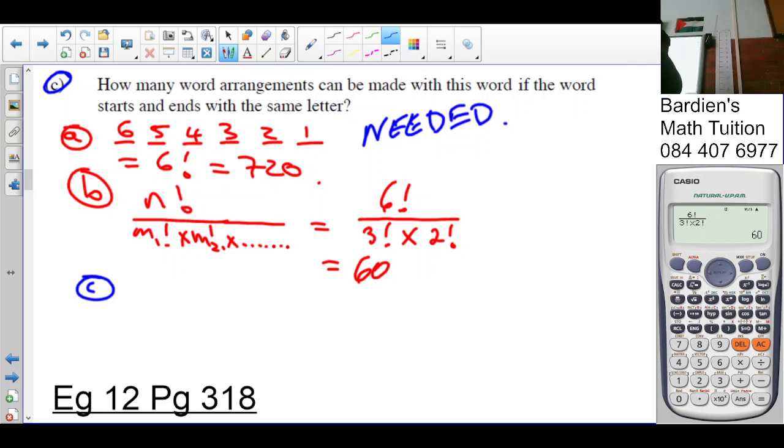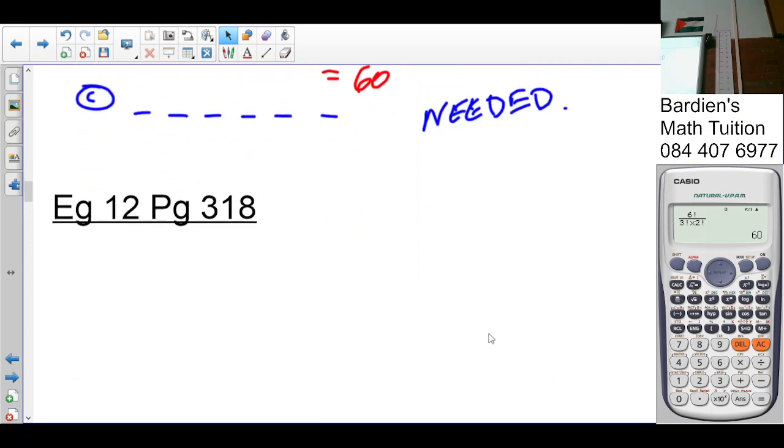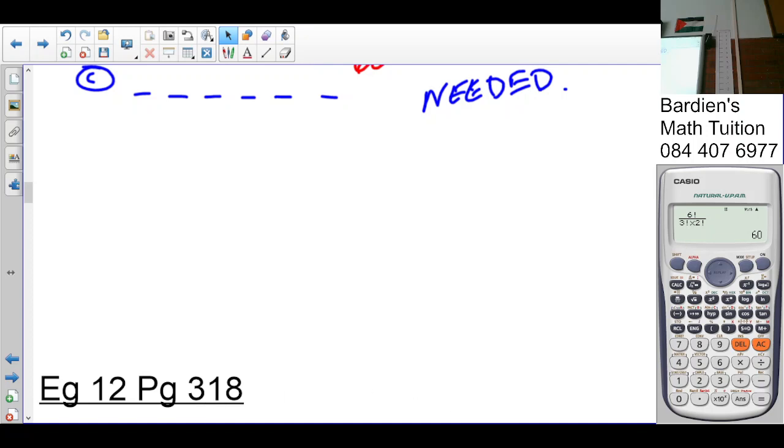So if I look at a 6-letter word, what are my options here? What scenario can I have here? I can start with an E and end with an E. Not so? So how many options do I have here? It's 1. It can be E. All these E's are the same. And then, how many options do I have here? 1. So if I take 2 E's out, what am I left with?